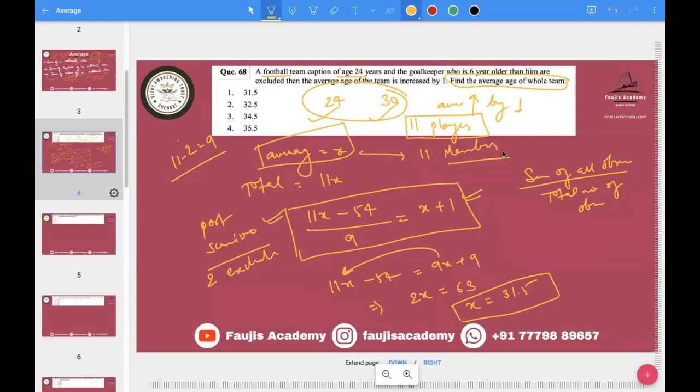Which answer will you take? 31.5 or 32.5? Tell me. 31.5. Who is having doubt? Who is having doubt? These are silly doubts.